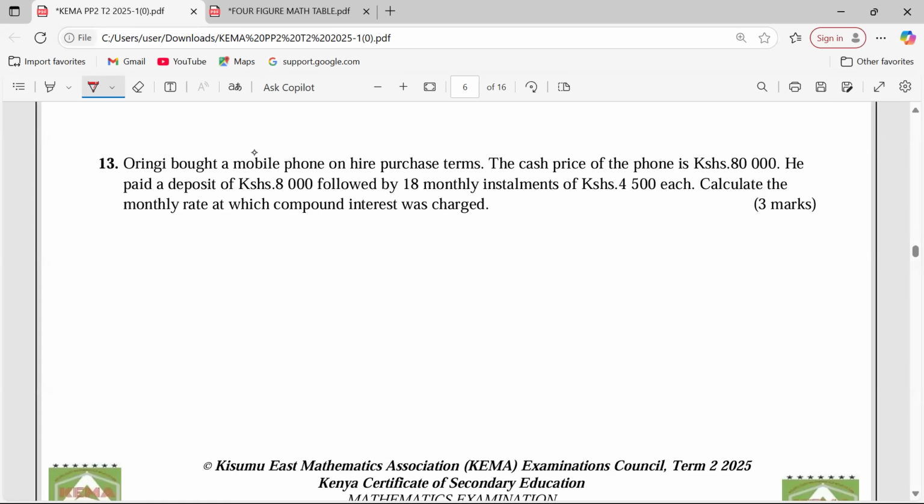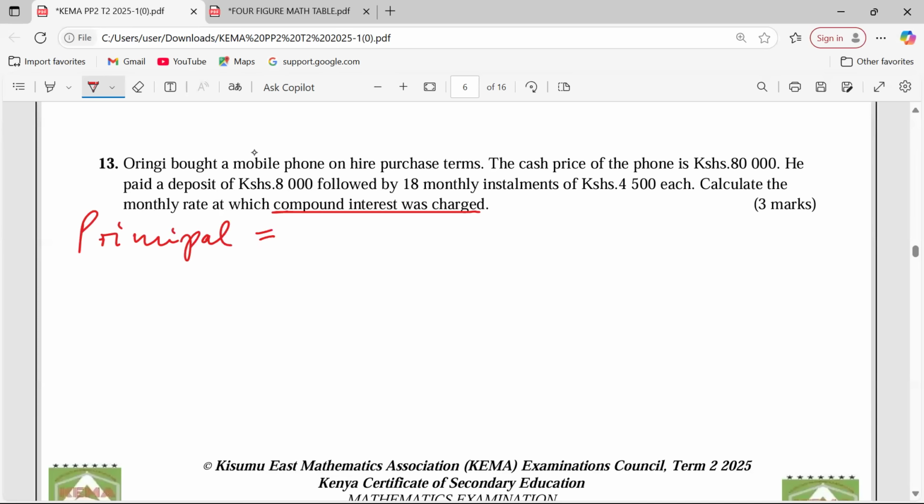Now, what you're supposed to understand is that compound interest is usually charged on the balance after the deposit was made. Therefore, the balance on the cash price that remained after the deposit was paid is what will be paid at a rate. So we can say that our principal is the balance.